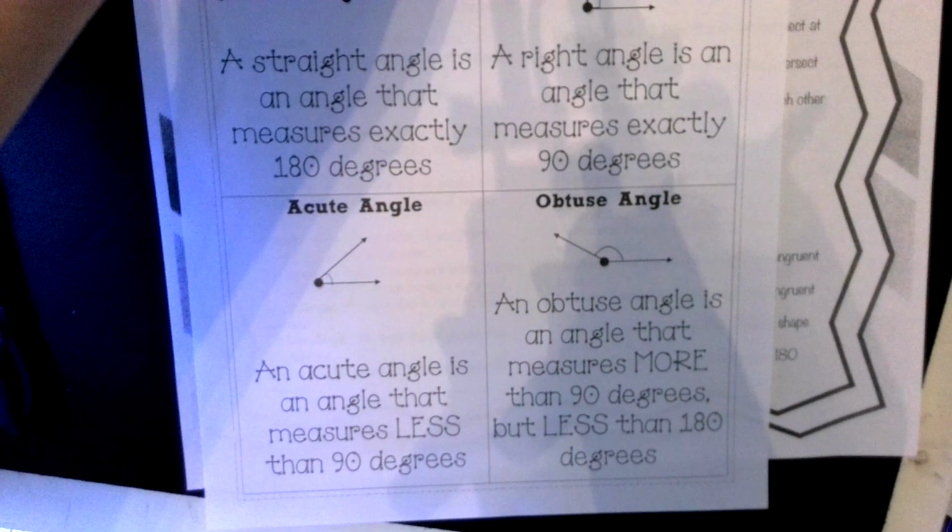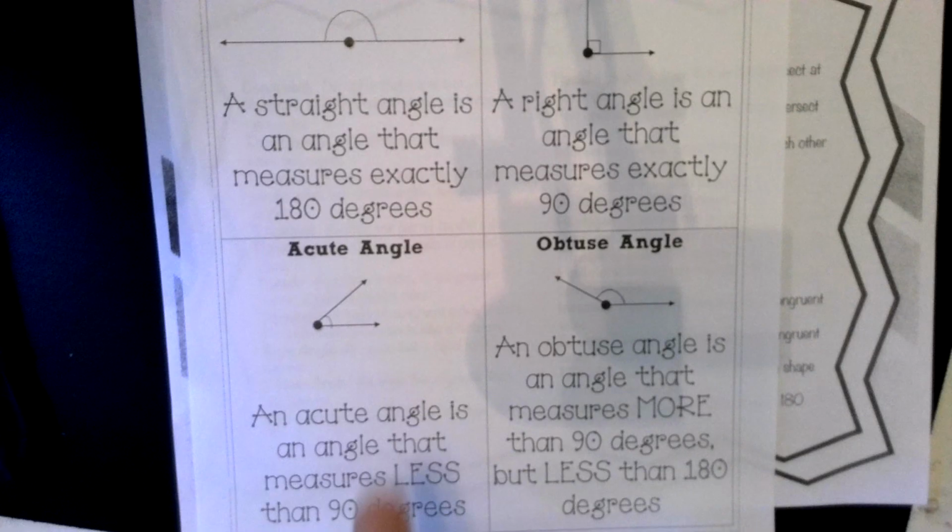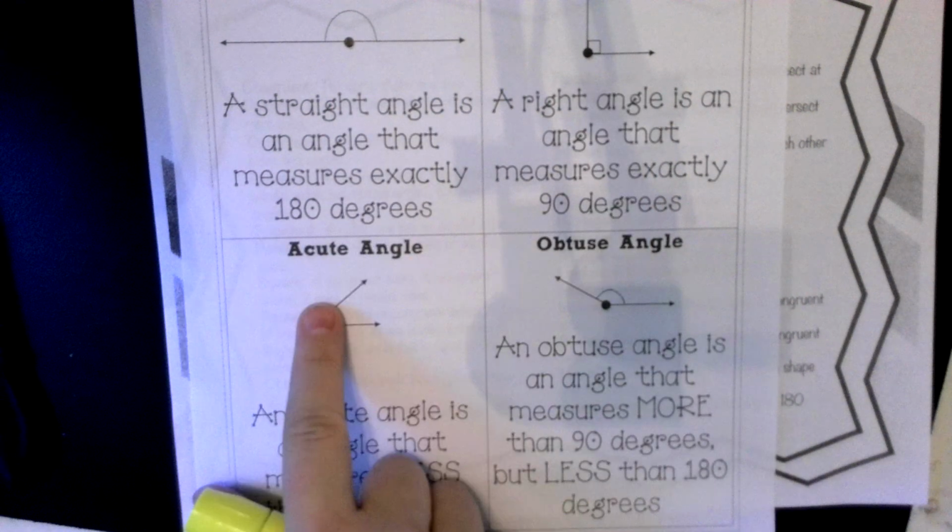I know my camera has a shadow there. We'll ignore that for a minute. So it has straight angle, right angle, acute angle, and obtuse angle.